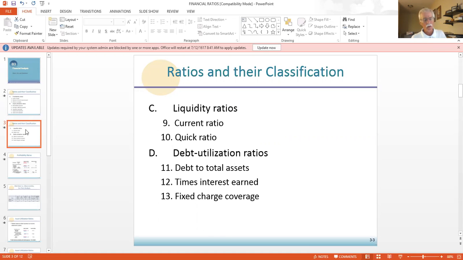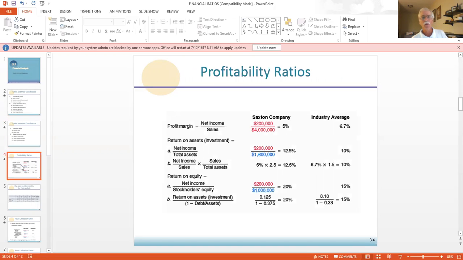So we're learning under financial ratios whether or not we're making money. Are our assets working hard, or are they not working as hard as we might like? Are we liquid, or are we able to pay bills? And how indebted are we, and how well are we servicing that debt? So we learn a lot by looking at financial ratios.